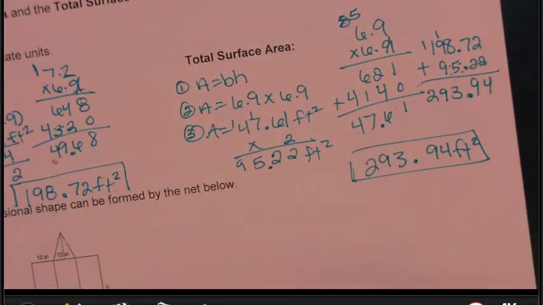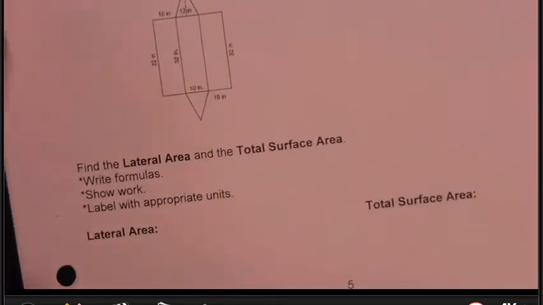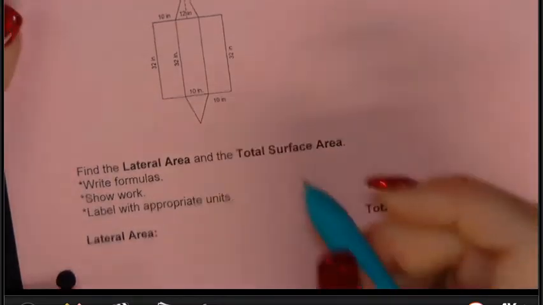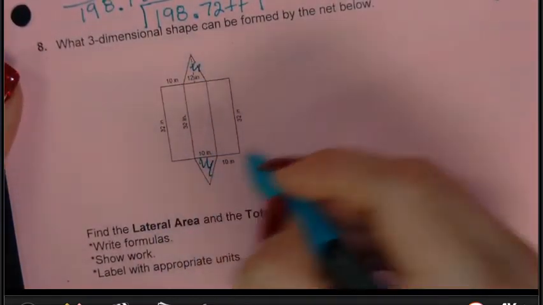Okay. And then for the last one on surface area, it looks like I have 2 triangles as my base.